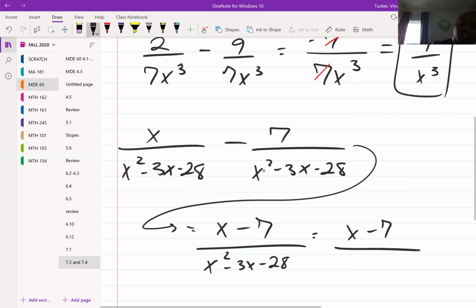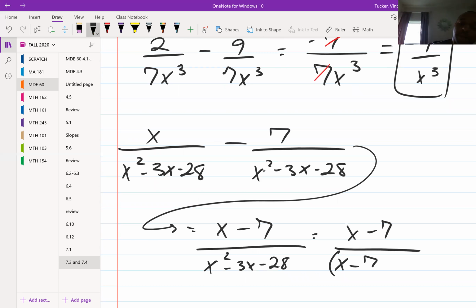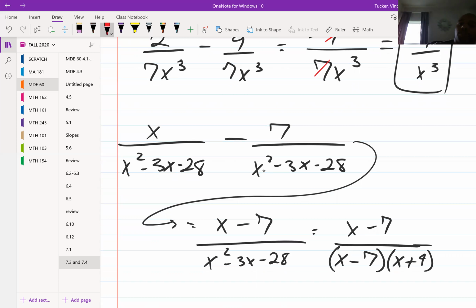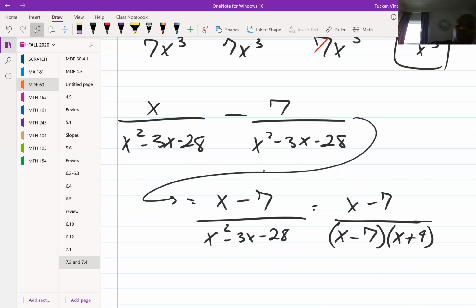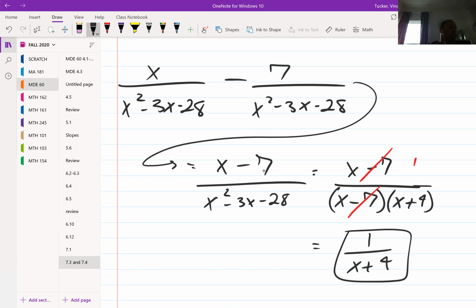So this will factor out to give you x minus 7, x plus 4. So remember I told you that these rational expressions will lean on your ability to factor, so make sure you get your factoring skills straight. If you have questions on factoring, always make sure you get with me. X minus 7 will cancel, leaving a 1 in the numerator. And that's 1 over x plus 4. So make sure we're good before we do another one.